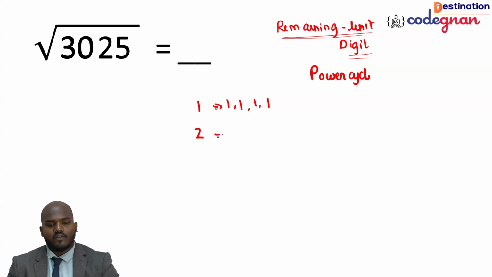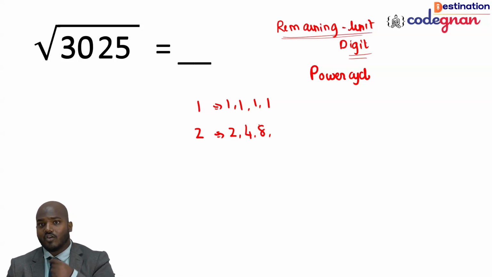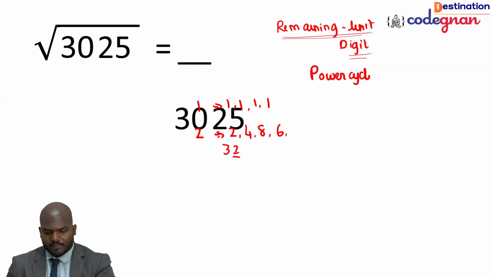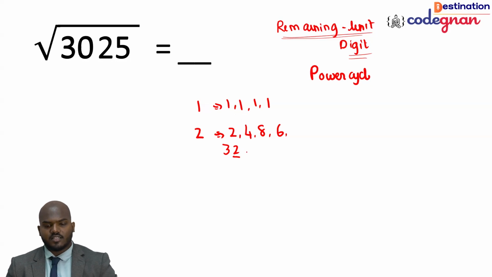Going to the number 2, 2 power 1 is 2. Again, 2 square is 4. 2 cube is 8. And 2 power 4 is 16. You need to consider only the last digit, so it is 6. 2 power 5 is 32. You see this one? Consider the last digits here.